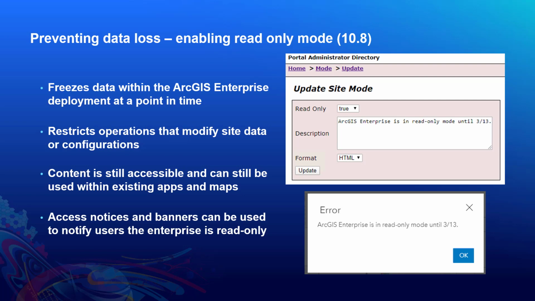Now access notices and banners can be used to notify users that the enterprise is read-only. You want to make sure you advertise that state so that a user knows that it is in a degraded state. But this is really a great way that you can make sure that you don't have to worry about how to get content from your standby data center back to your primary when you fix your primary data center.